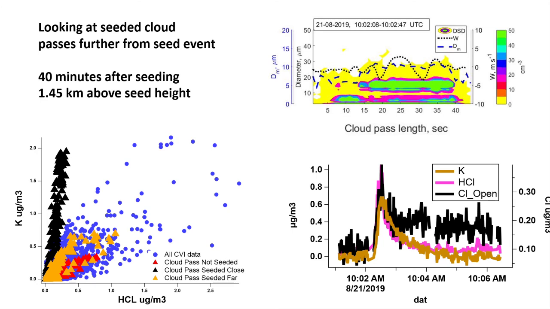And then if we look at the mini-AMS here, you can see that the potassium jumps up dramatically, as does the HCl. We always expect HCl to come up in a cloud pass. But the potassium comes up and trails off slightly slower, and then the refractory chloride comes up and stays up. And then if we look at the scatter plot of potassium versus HCl, again, we're sort of in between the case that is right behind the aircraft doing seeding and the case where there's no seeding at all. The orange triangles are this particular cloud pass.